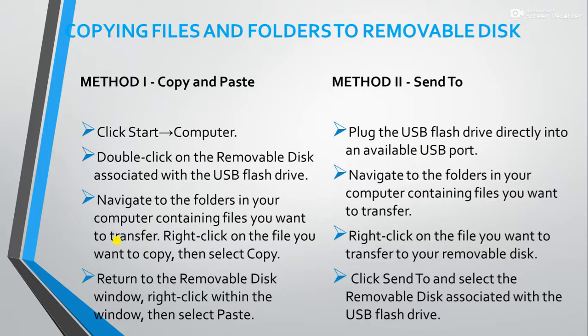You can also copy files and folders to a removable disk using two methods. In method 1, click Start, Computer, double-click on the removable disk, navigate to the folders in the computer, right-click on the file you want to copy and select Copy, return to the removable disk and then select Paste. In method 2, you can plug in the USB flash drive, navigate to the folder, right-click on the file you want to transfer to your removable disk, click Send to and select the removable disk.